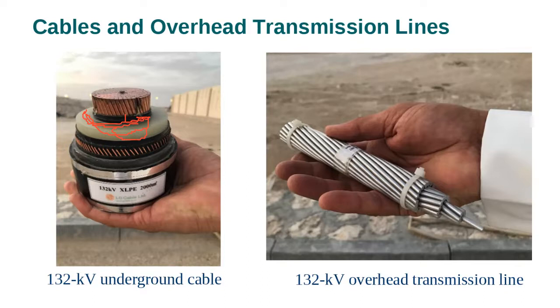While this one here is not insulated, so the air is the cooling environment for it. This one is cooled by air, while this one is cooled by oil, impregnated oil. And it's heavy. This is 132 kV, and these are in the Qatar power system. That is what we use.